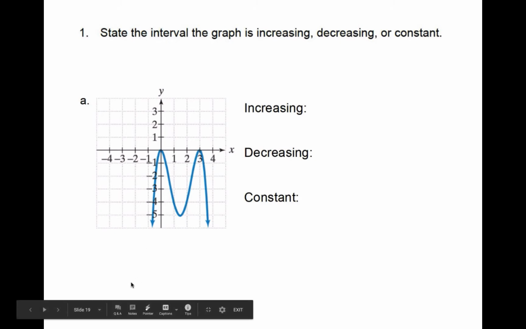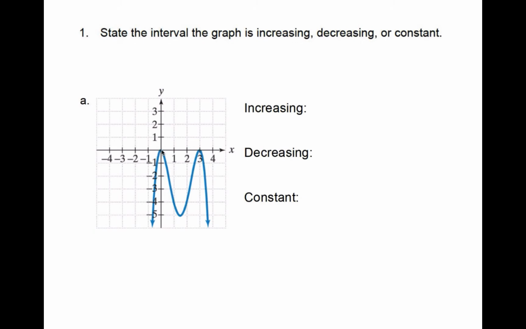So if I'm starting all the way to the left, notice the graph is going up, and it stops increasing when I get to x is 0. So the graph is increasing from x is negative infinity all the way to x is 0. So this is my interval notation where it's increasing in the y values, from negative infinity for x to 0 for x.